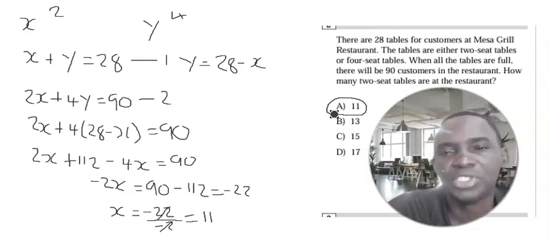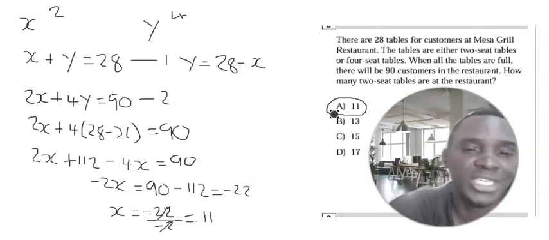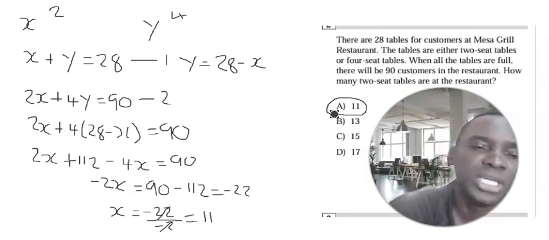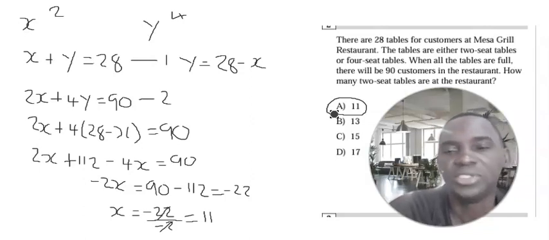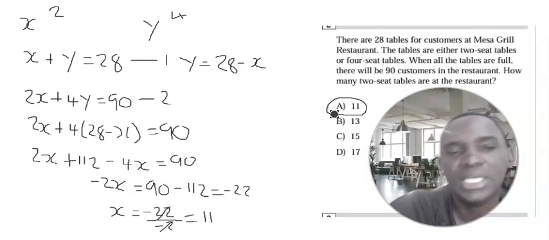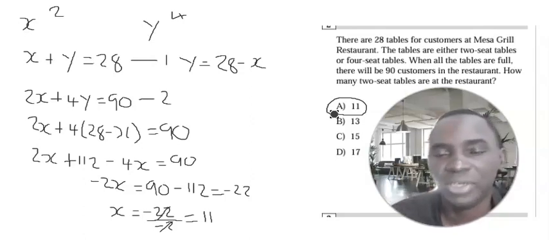You can see the interpretation for the first one. You can use any variable. You can use S, you can use P or Q or whatever you want to use, but just define your terms. Looking at it, you have 28 tables. So if x is a two-seater table and y is a four-seat table, then x plus y gives us 28. And of course, if the restaurant is filled to its capacity, then 2x plus 4y equals 90. You solve it, and this is what you are going to have. So you see that is really very simple.